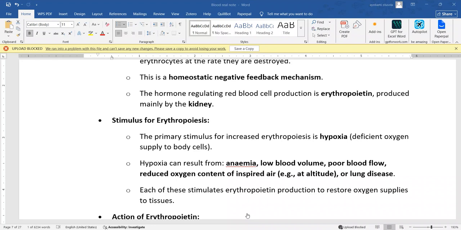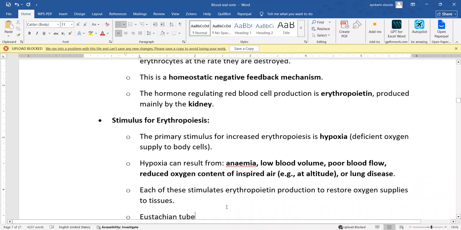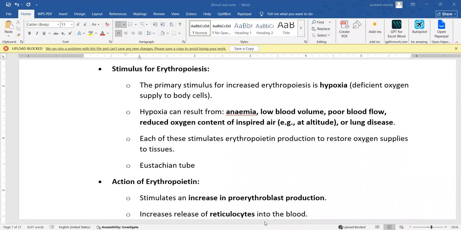When you go very high in the plane, your eustachian tube opens up. Who knows what eustachian tube is? Eustachian tube is in the ear actually.